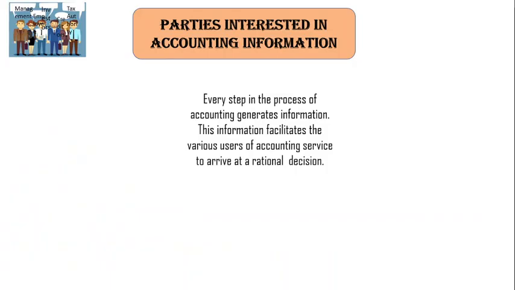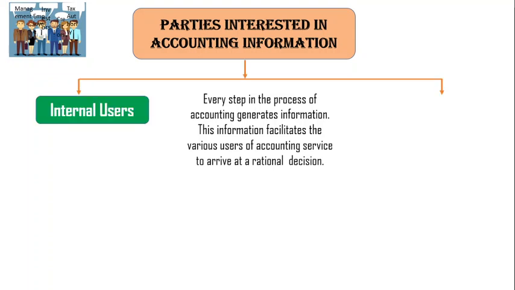So, you can say that every step in the process of accounting generates information. This information facilitates the various users of accounting service to arrive at a rational decision. The accounting information generated by the accounting process is communicated in the form of reports, statements, graphs and charts to the users who need it in different decision situations. As we already discussed, there are two main user groups, that is, internal users and external users.